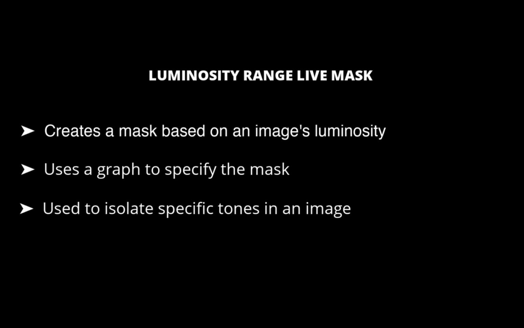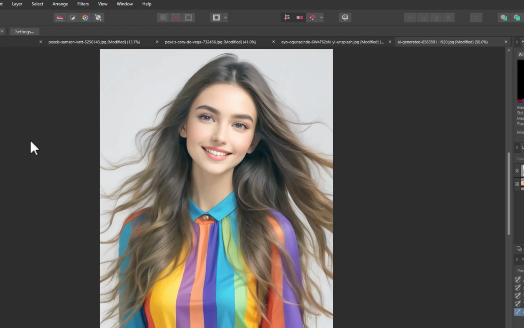This tool creates a mask based on an image's luminosity values. It uses a graph to specify the mask, and it can be used to isolate shadows, midtones, or highlights by manipulating a curve. It can also be used to blend bracketed images together, offering greater control than performing an automatic HDR merge. But for our purposes, we will be using the luminosity range mask to perform precise hair selections for cutouts. So now that we have an overview of the tools, let's demonstrate its usage by making a precise cutout of this portrait with fairly complicated hair.